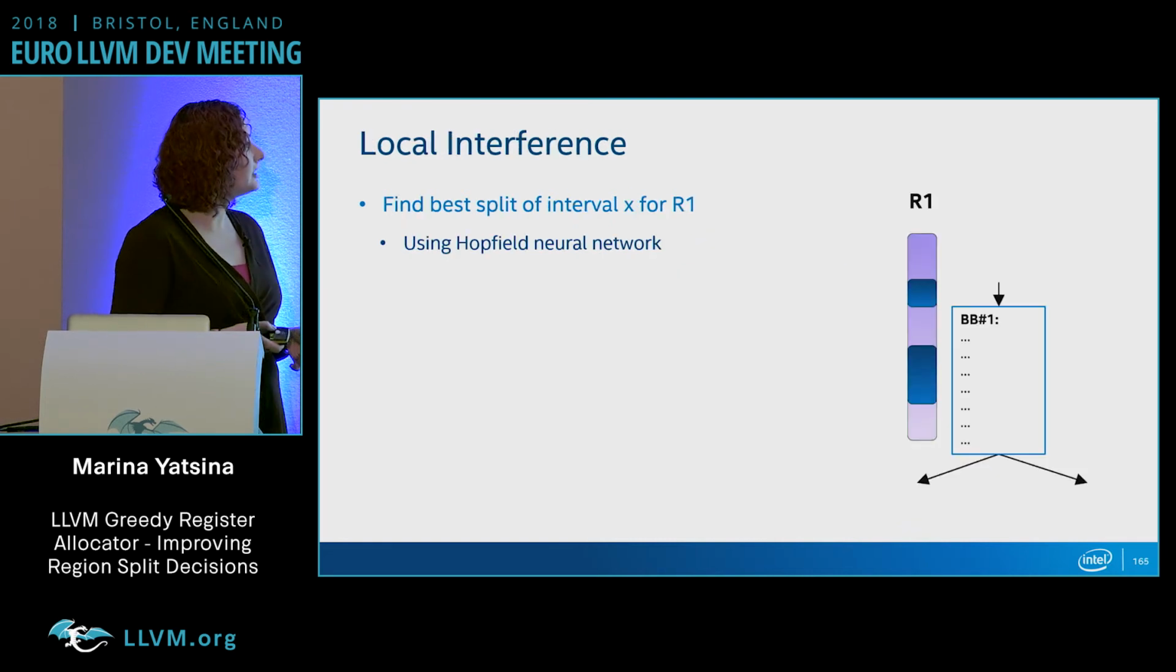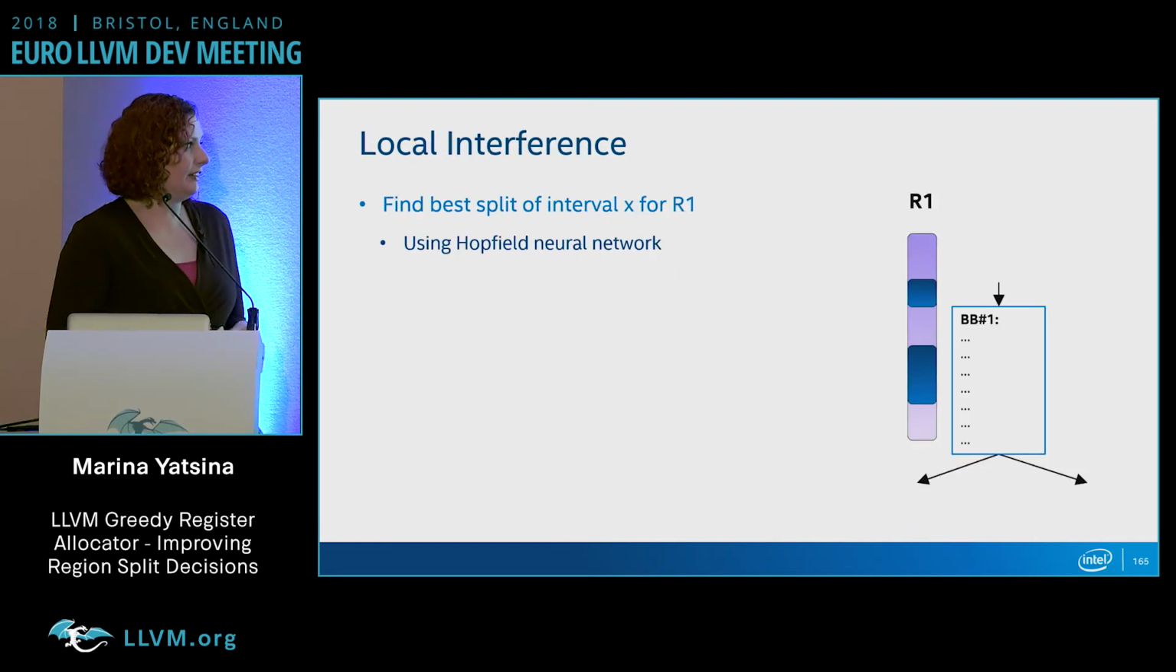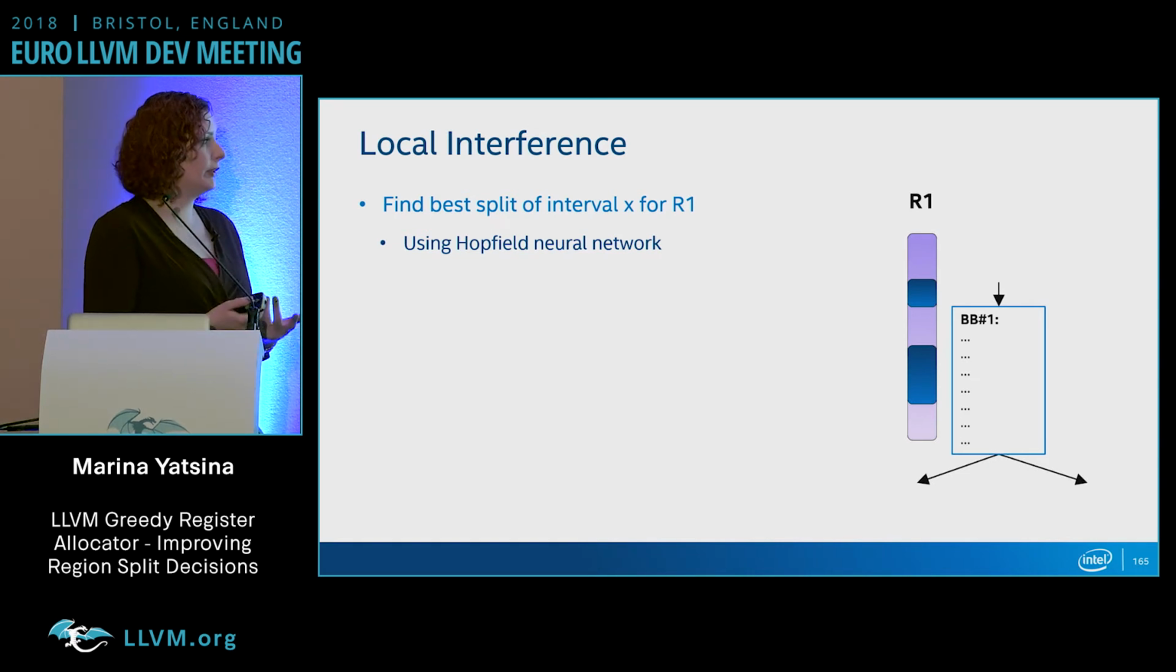So what is this local interference? When we tried to split X for R1, we were using the Hopfield neural network.